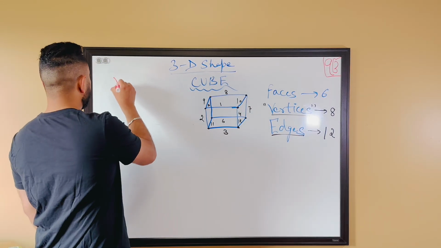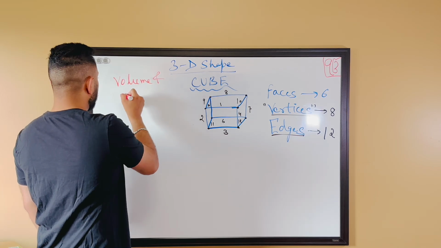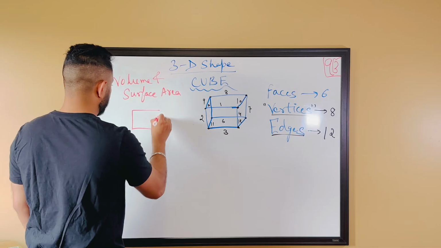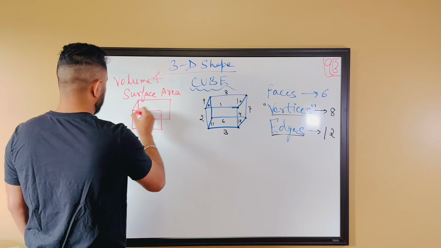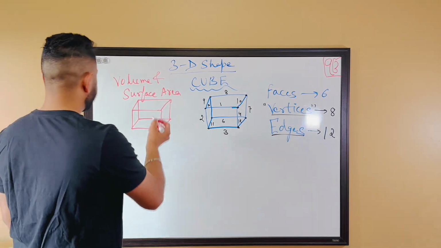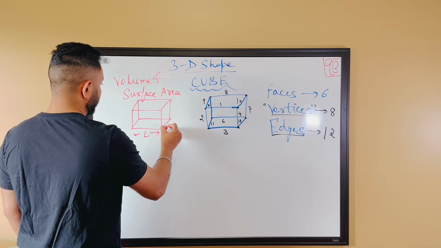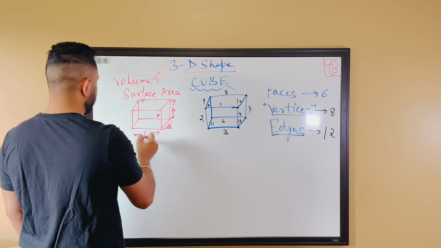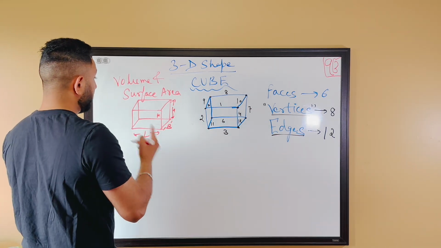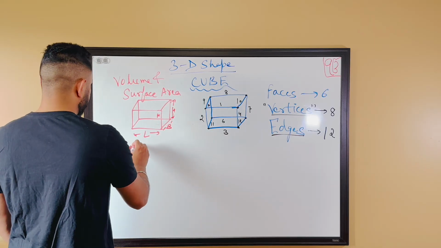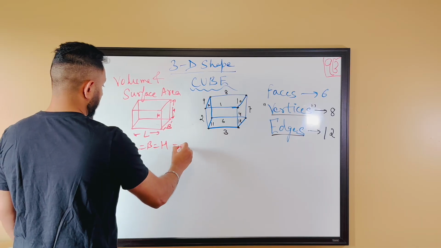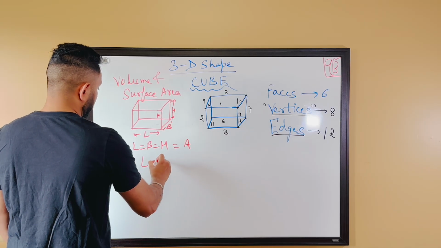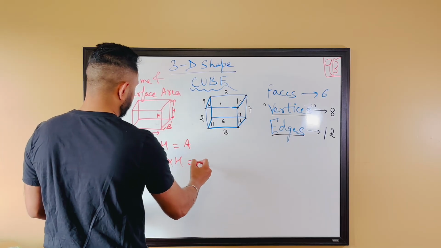So let's talk about the volume and surface area of a cube. So let's draw another cube. So this is length, and this is breadth, and this is height, and this is breadth, and this is length. As a cube is made of 6 square faces, length is equal to breadth is equal to height, and we can assume it as A. So the formula of volume of a cube is length into breadth into height, which is A cube.